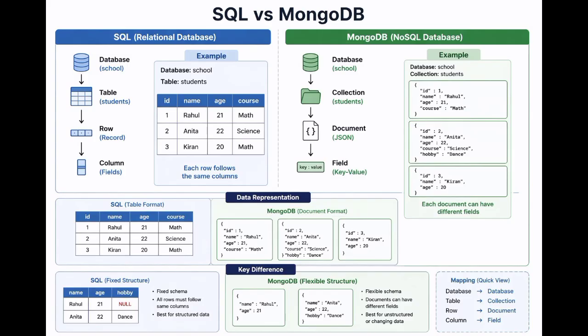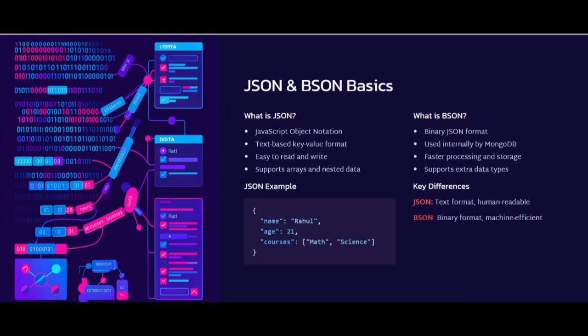From the start of the video, I have been saying that MongoDB stores data in JSON format. So first of all, what do you mean by JSON? JSON is nothing but JavaScript Object Notation, which stores the values in key value format, is easy to read and write, and also supports arrays and nested data. This JSON is readable only for the users. For the computer it will look like binary values.